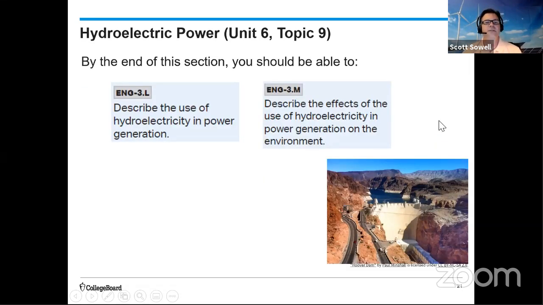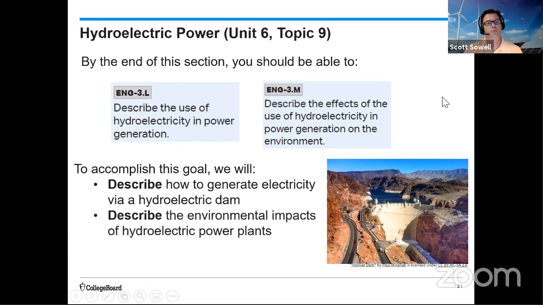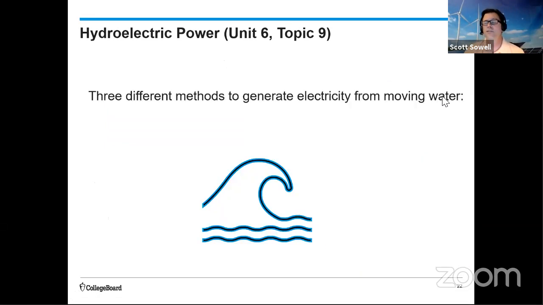All right, so let's switch over to hydroelectric. So we are going to describe how electricity is generated from a hydroelectric dam. We'll look at the environmental impacts of those dams. We'll look at tidal energy, how we make electricity from tides. And so there's really three big categories of using moving water to generate electricity.